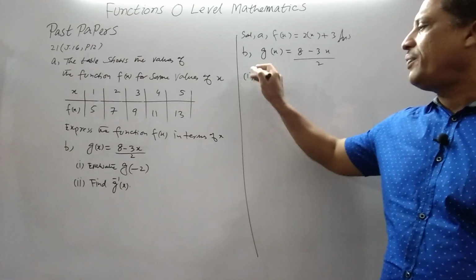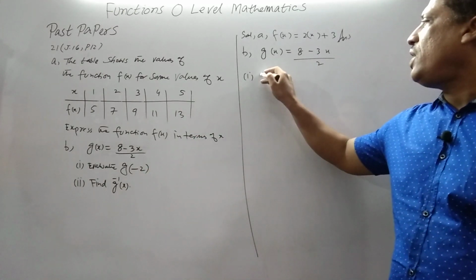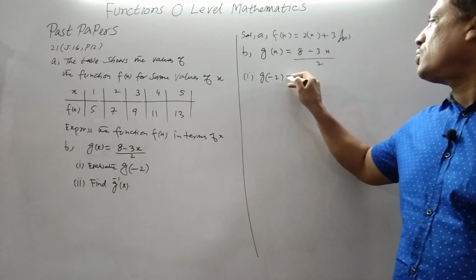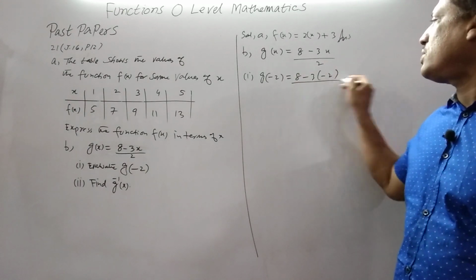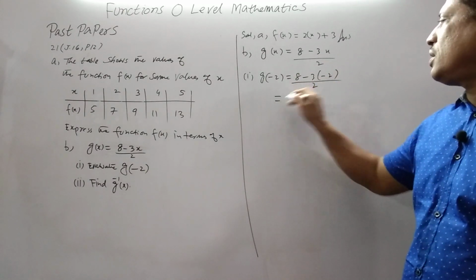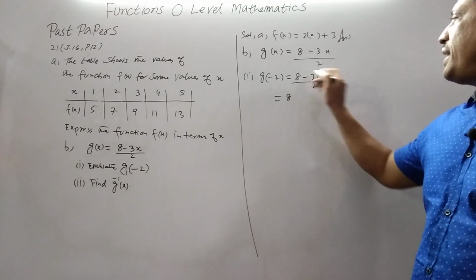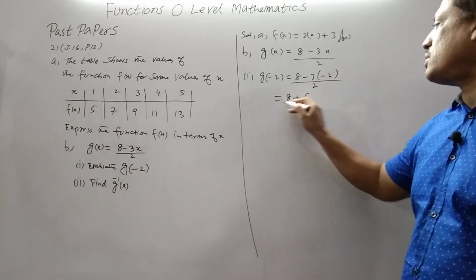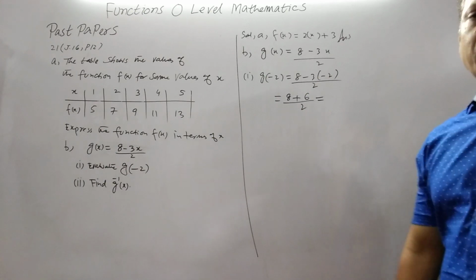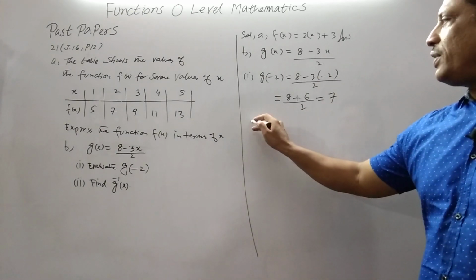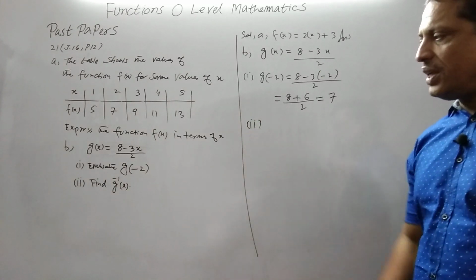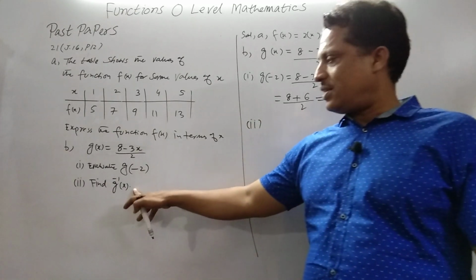So the function g(x) is given, 8 minus 3x over 2. What is part 1? We have to find g(-2). So put x as minus 2 where you see x: 8 minus minus, plus 3 twos are 6, over 2. 8 plus 6 is 14. 14 over 2 is 7. This is part 1.